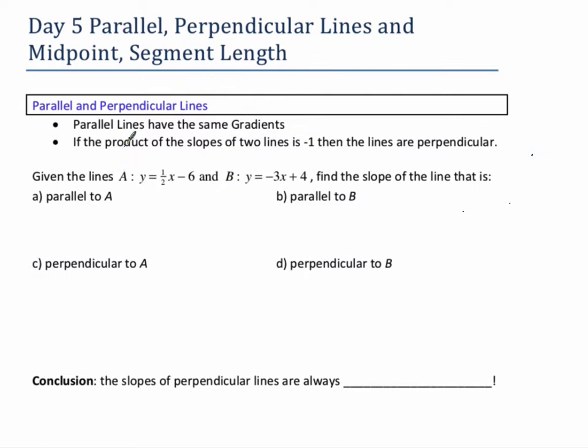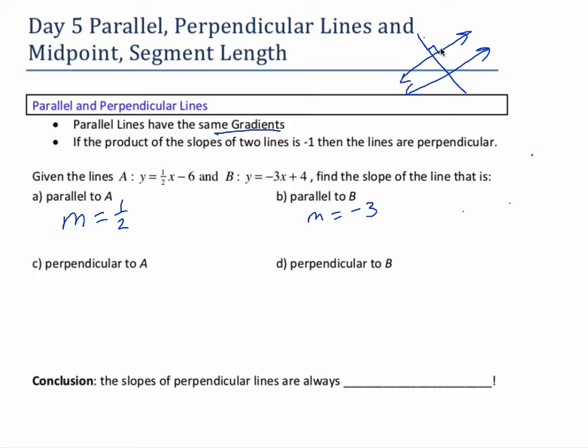Okay, so first let's look at parallel lines. Of course they have the same gradient or the same slope because they're both going in the same direction like that. So given these two lines, find the slope of the line that is parallel to A. Well, a line like that would have a slope of half because A has a slope of half. And for B, the slope would be -3.